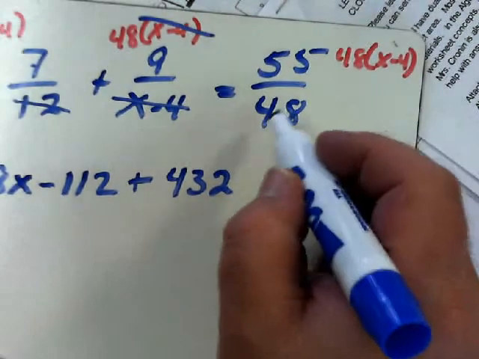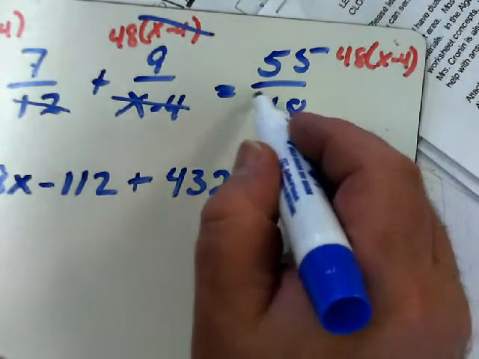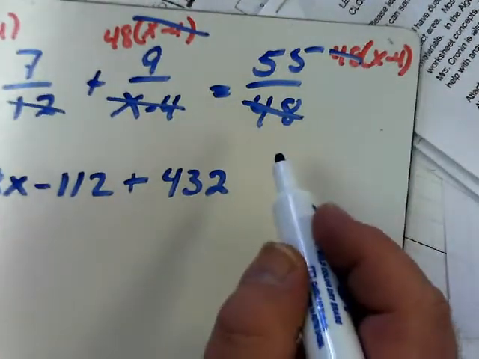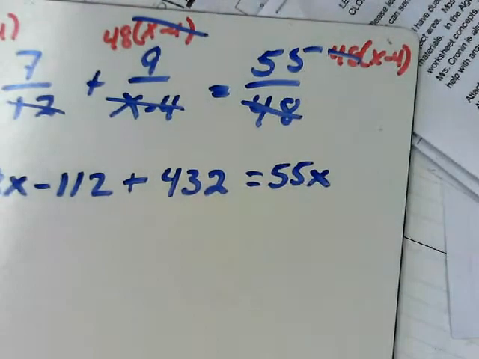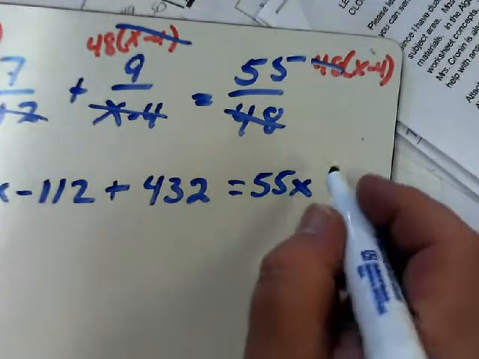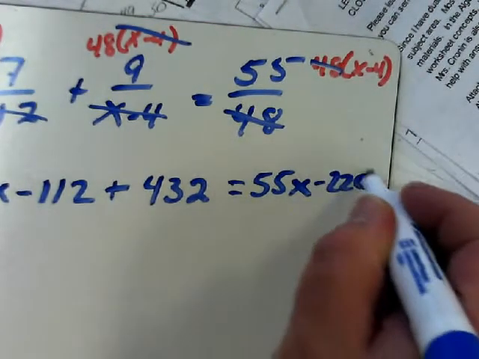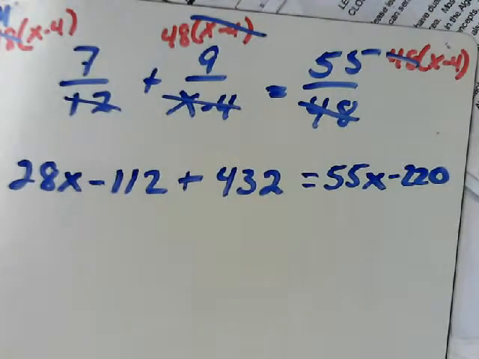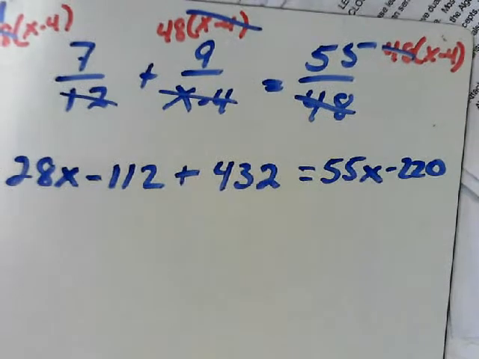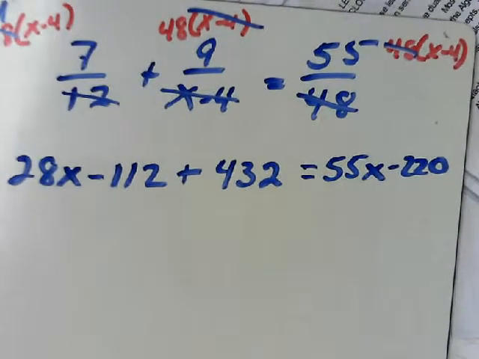So what cancels in the last one? 48. So I have 55 times x, which is 55x. 55 times a negative 4 would be negative 220. Which side do you want your x's on? That's something you have to decide. Left or right? Right. So what does that mean if I want to get it on the right side?